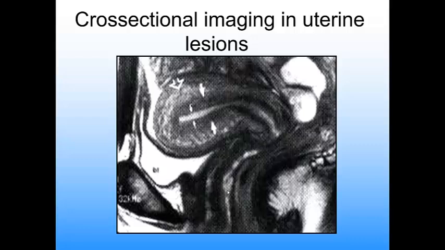And here is the vagina. You have to comment on the vagina in all your studies. This is the normal vagina. Any tubular structure has mucosa. The mucosa is hyperintense on T2, and then the wall is muscular, so it is hypointense on T2. This is the urethra, and this is the inner canal.